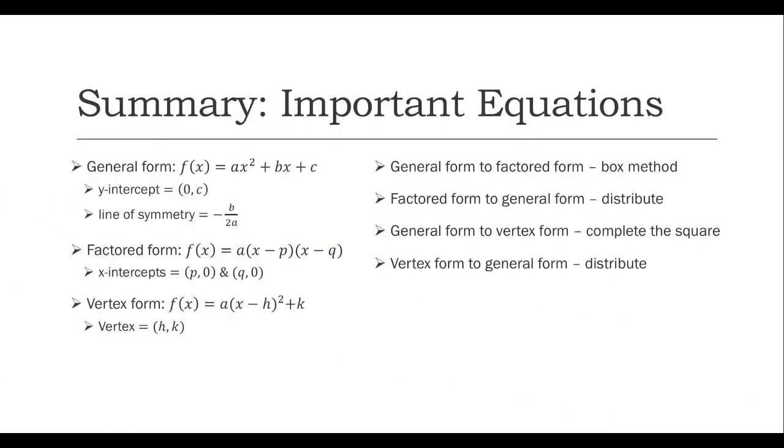So in summary, we have some important equations. The general form for quadratic functions is f of x equals ax squared plus bx plus c, where your y-intercept is 0, c, and your line of symmetry is -b over 2a. Your factored form is f of x equals a times x minus p times x minus q, where your x-intercepts are p, 0 and q, 0. Your vertex form is f of x equals a times x minus h squared plus k, where your vertex is h, k. To go from general form to factored form, you use the box method.